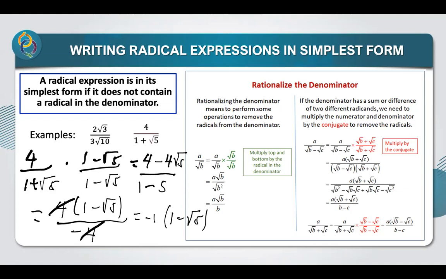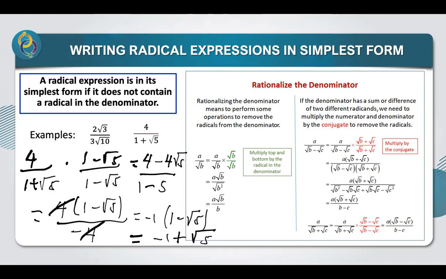And therefore, what will be the final answer? We multiply. -1 times 1 is -1. -1 times -5 is plus, correct? Yes. So -1 plus the square root of 5.